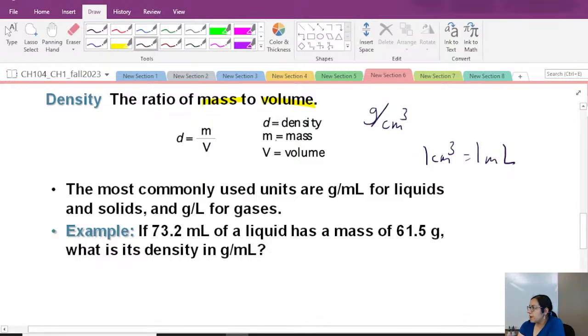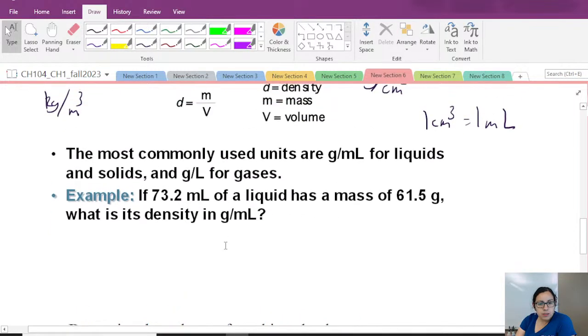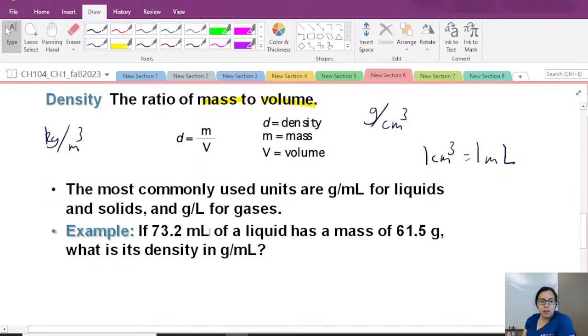And then just be prepared for other units. Not that we'll see them in here, but you could have kilograms per meter cubed or any sort of different combinations, as long as it's a mass to volume ratio. So let's try the first example here. We have 73.2 milliliters of a liquid. It has a mass of 61.5 grams. So what is the density?